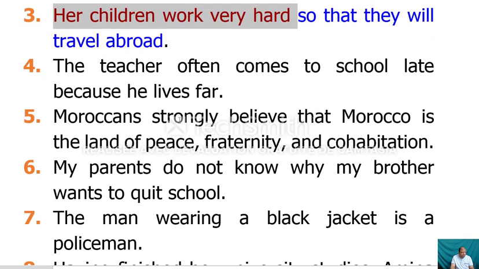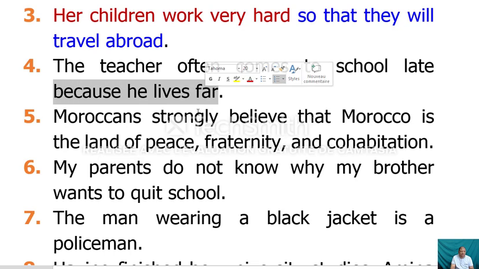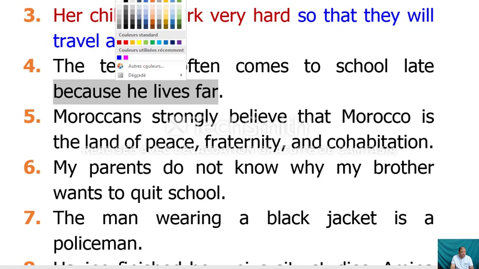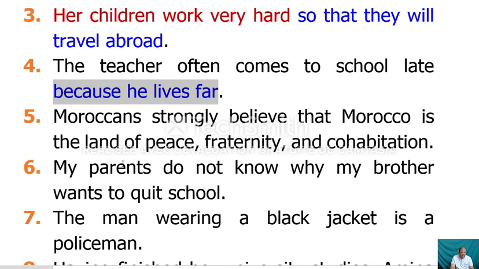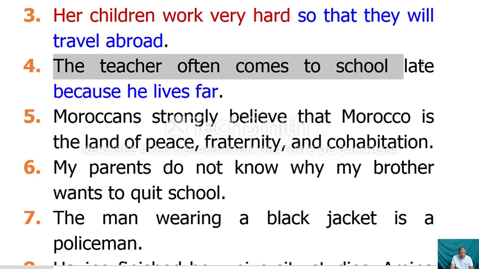Another adverbial clause, the subordinate conjunction is because he lives far. So this is what we call subordinate clause, dependent clause. But the teacher often comes to school late. This is independent.